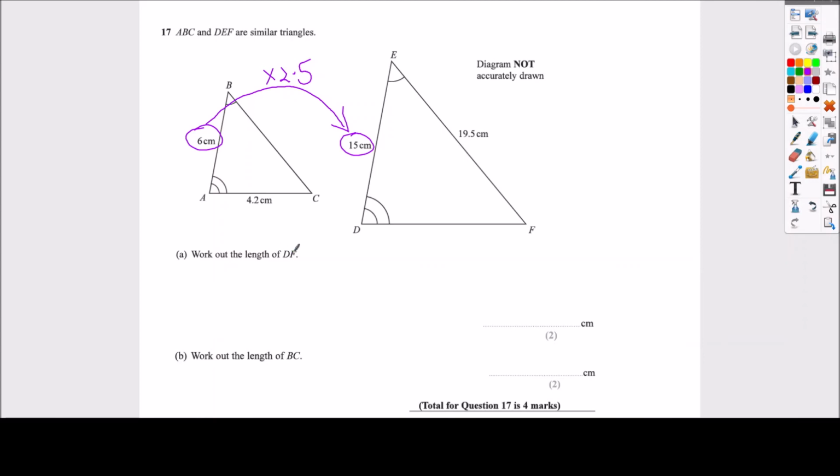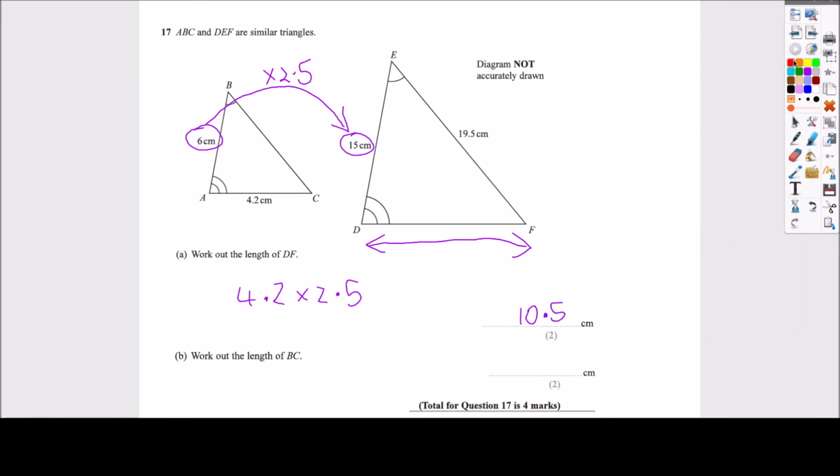So for part A, work out the length of DF, so that's this length here. Well, that's going to be 2.5 times the 4.2. So 4.2 times 2.5. 4.2 times 2.5 is 10.5.